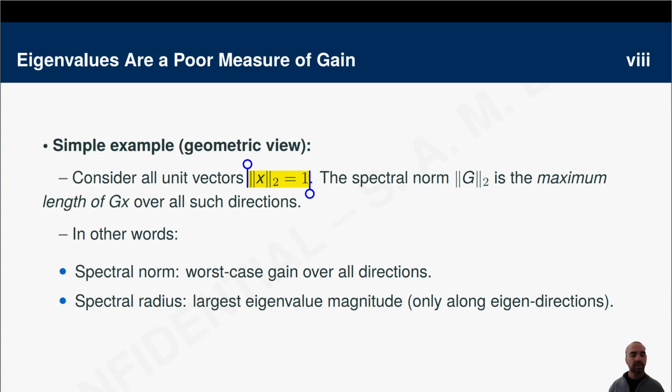All right, hello again. So let's continue talking about what a spectral norm is and what a spectral radius is, just to continue our course in multivariable control.